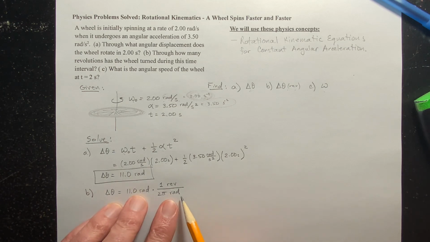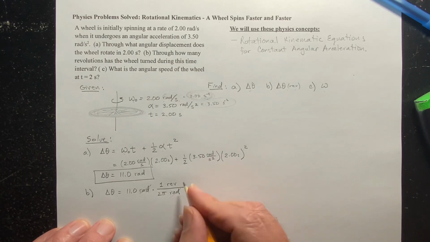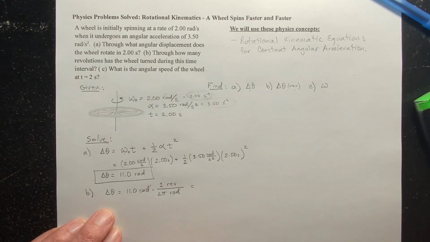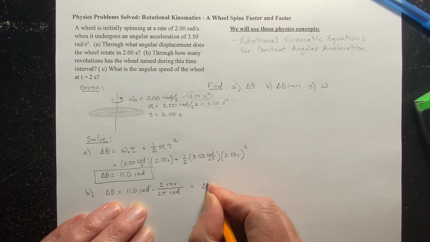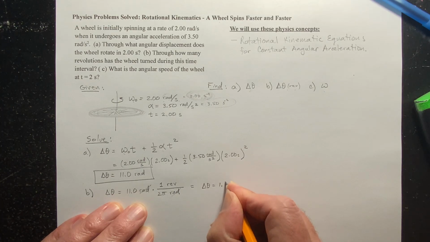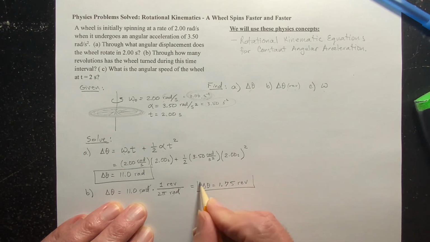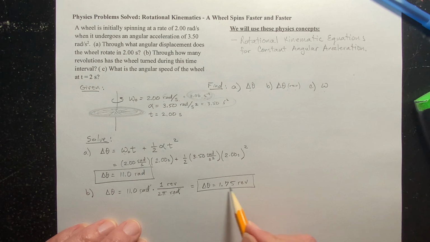Now, even though radians are dimensionless, they still sort of cancel out, don't they? And so we get 11 divided by 2 pi. And when you do the arithmetic, which I've already done ahead of time, you get an angular displacement of 1.75 revolutions. So in those 2 seconds, it rotated through 1 3/4 revolutions. Okay. All right.